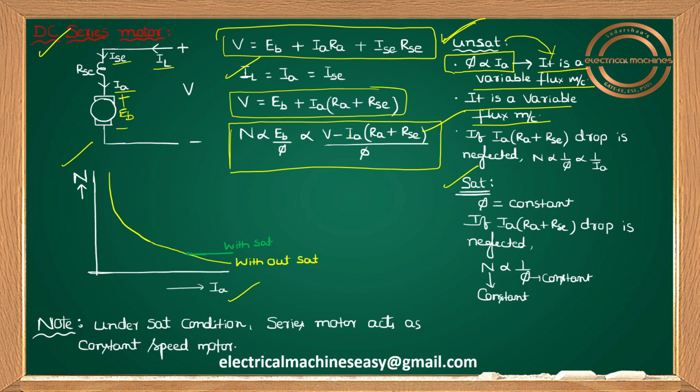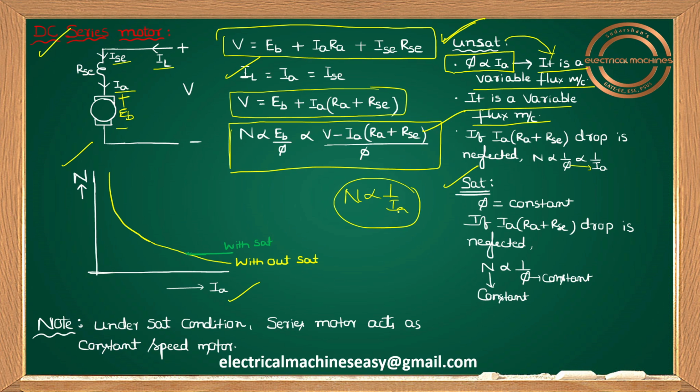If you neglect this drop, it becomes N proportional to V by flux. Whenever the supply voltage is constant, I can write simply N proportional to 1 by flux. And I told you in unsaturation region, or if you don't take saturation into account, in place of flux, IA is there. I can write N proportional to 1 by IA. So guys, for without saturation, try to understand, N proportional to 1 by IA you are getting here.